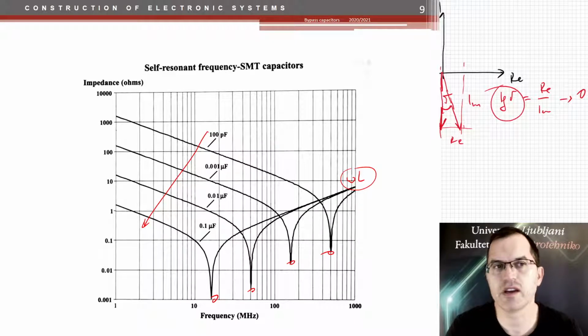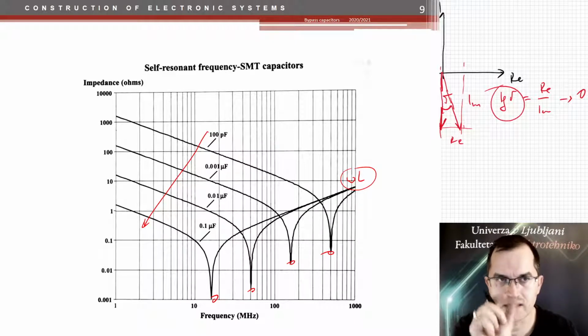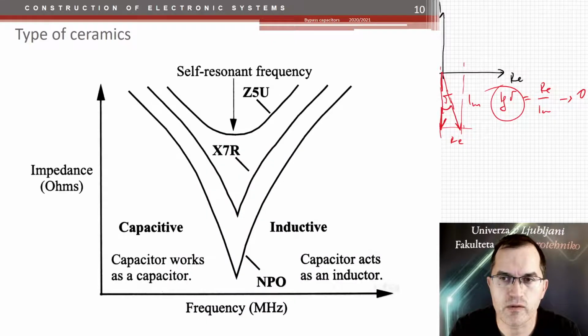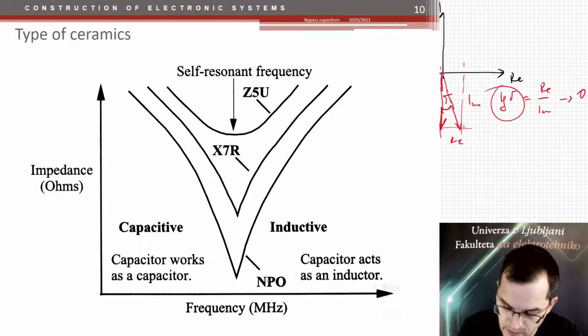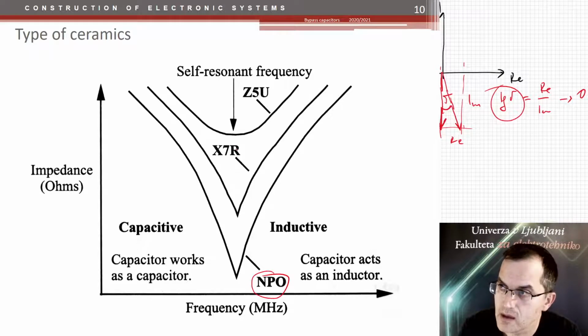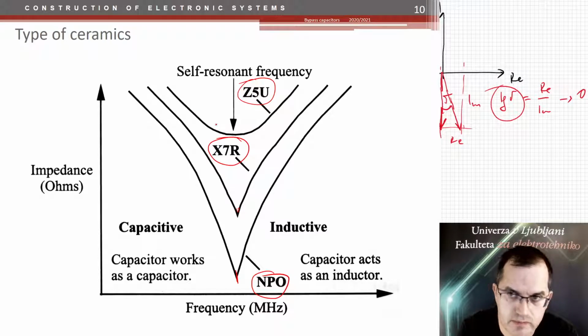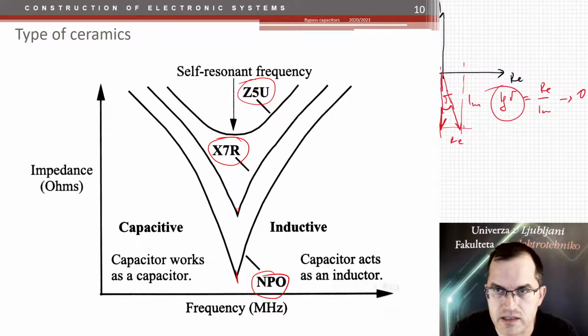But even if you take an SMT capacitor in the same case size, you also have different materials to choose from. So there are three main material groups: NPO, X7R and Z5U. These are the highest quality capacitors. The resonance is most sharp. These are less quality, and these are the worst quality. See, the resonance is not sharp anymore. So let's go into details here.